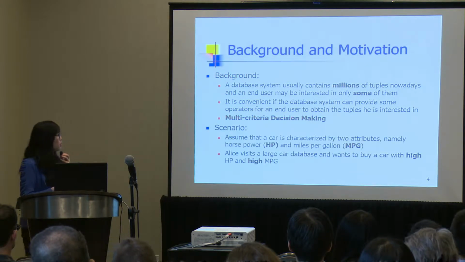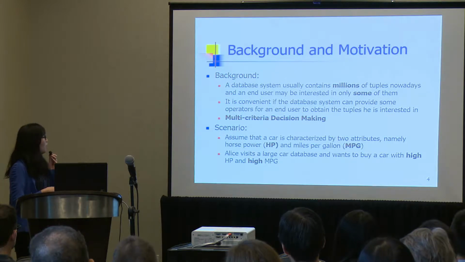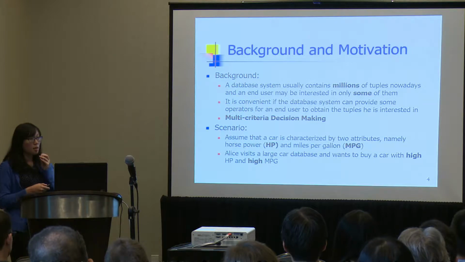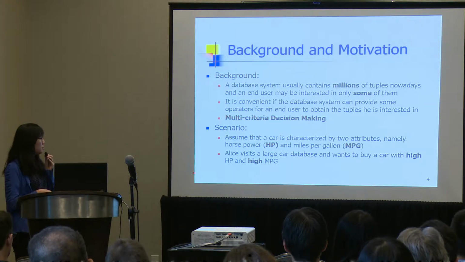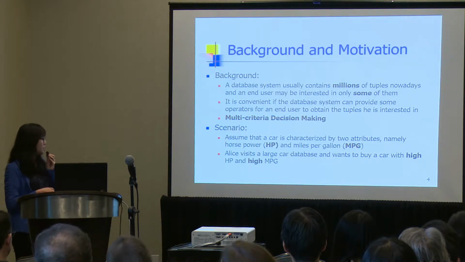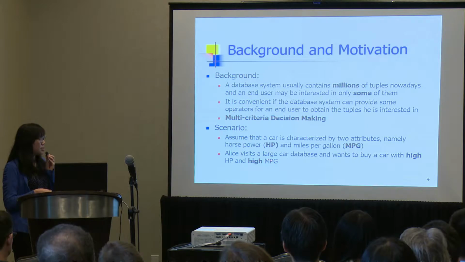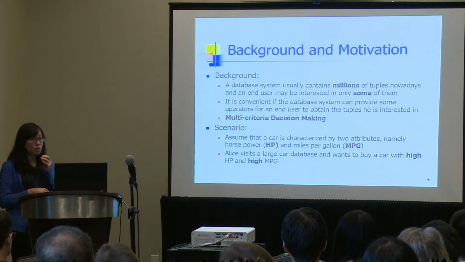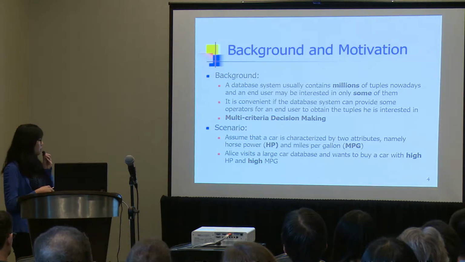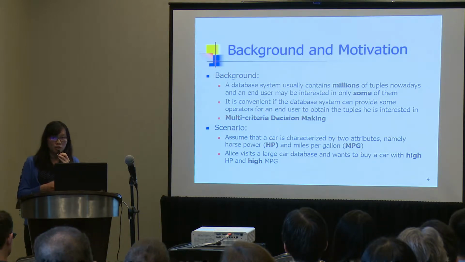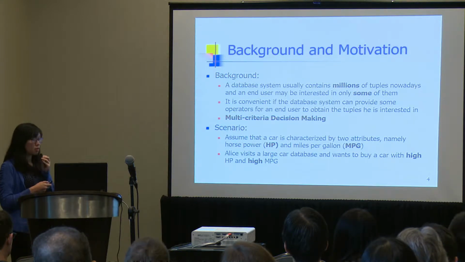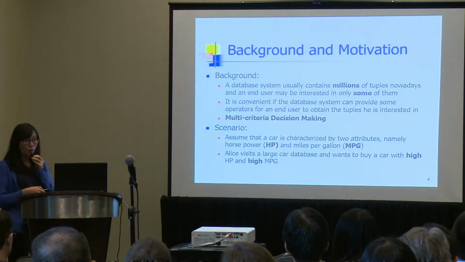So consider the following concrete scenario, Alice again. We assume that each car is characterized by two attributes, namely the horsepower and the miles per gallon. We use HP and MPG to denote them. Alice will visit this car database and wants to buy a car with very high horsepower and high miles per gallon. However, the problem is the car database can be very large and it contains a lot of car tuples. So it is impossible for Alice to go through the car tuples one by one.